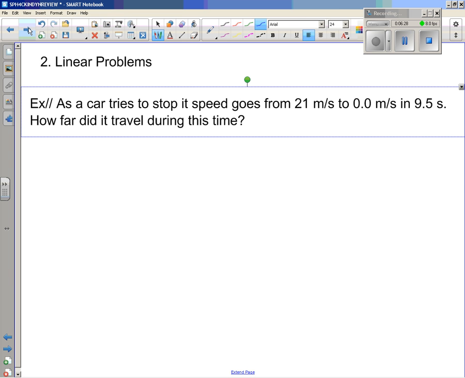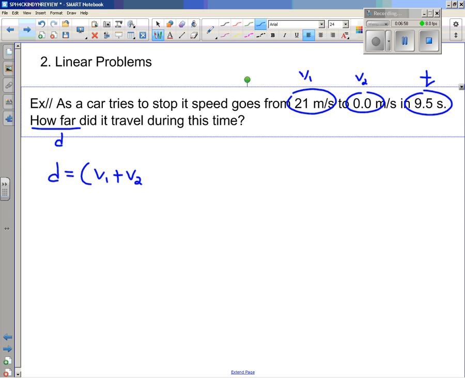As a car tries to stop, it goes from a speed of 21 meters per second to 0 meters per second in 9.5 seconds, all right? This is obviously a time. This is a V2. This is a V1. Nice and easy to identify. And then it says, how far did it travel during this time? So that is a distance. All right, I've got D, V1, V2, and T. So that's going to be equation number 2, as I call it, which is D equals (V1 plus V2) times T over 2.